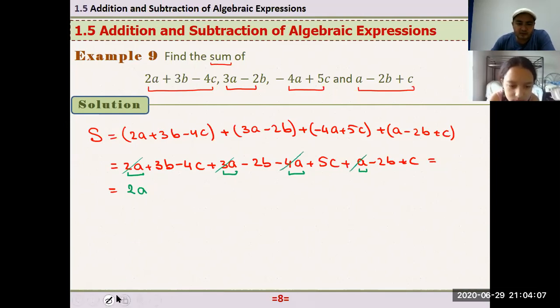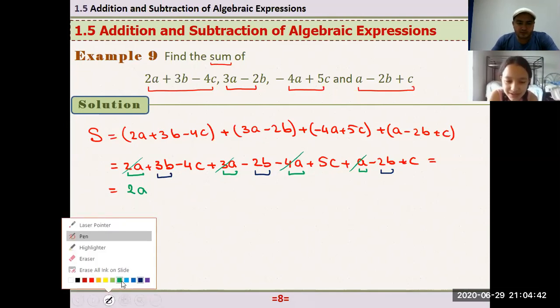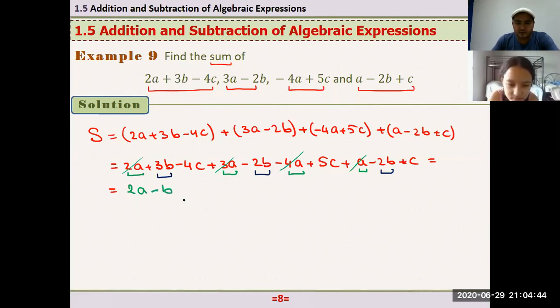Okay. Next thing is b's. Here we have b, and here we have b, and here we have b. Very good. 3b minus 2b. What is it? b. b, right? 3b minus 2b. It's just b. And b minus 2b. What is b minus 2b? Negative 1b. That's right. So here we have minus b, right? Good. Also, the things are gone.